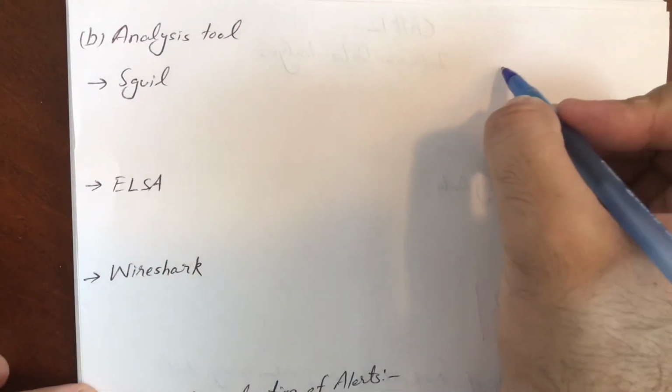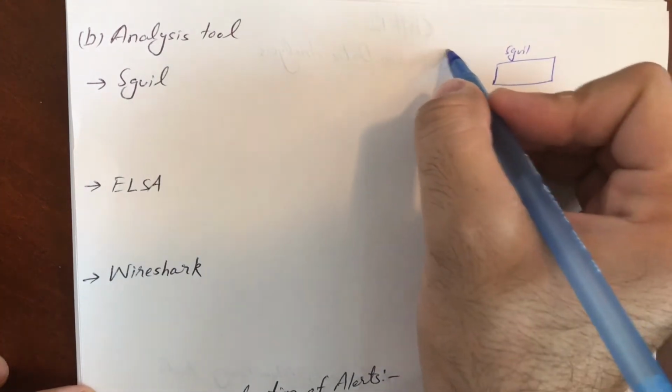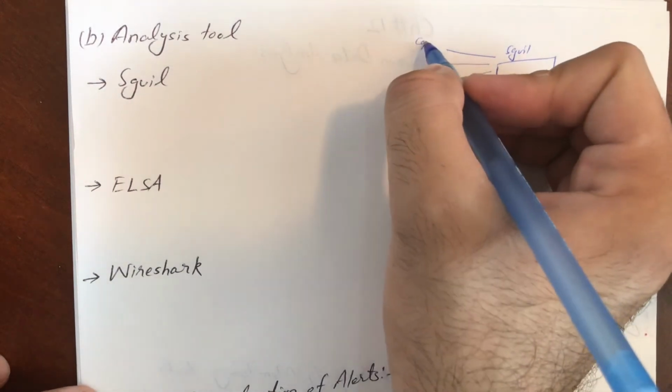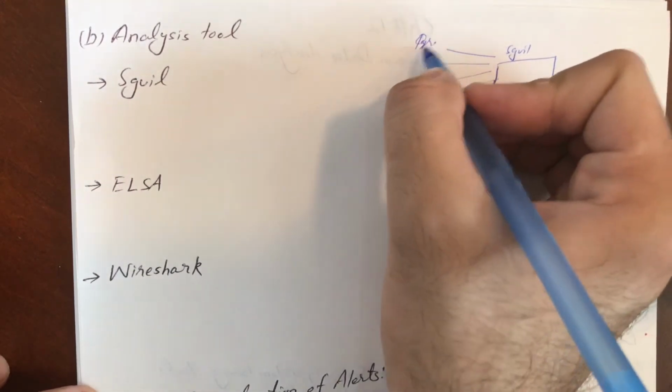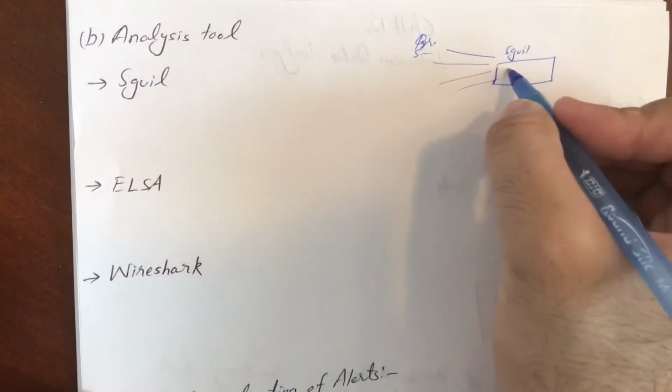So let's talk about the first one, Sguil. Sguil is basically, it provides an interface. Let's say you can have a main interface, let's say this is Sguil. Sguil is getting alerts, getting data from all over, like from Bro, SNORT, and some other tools as well. So what it does, it gets the data and organizes the data by timestamp.